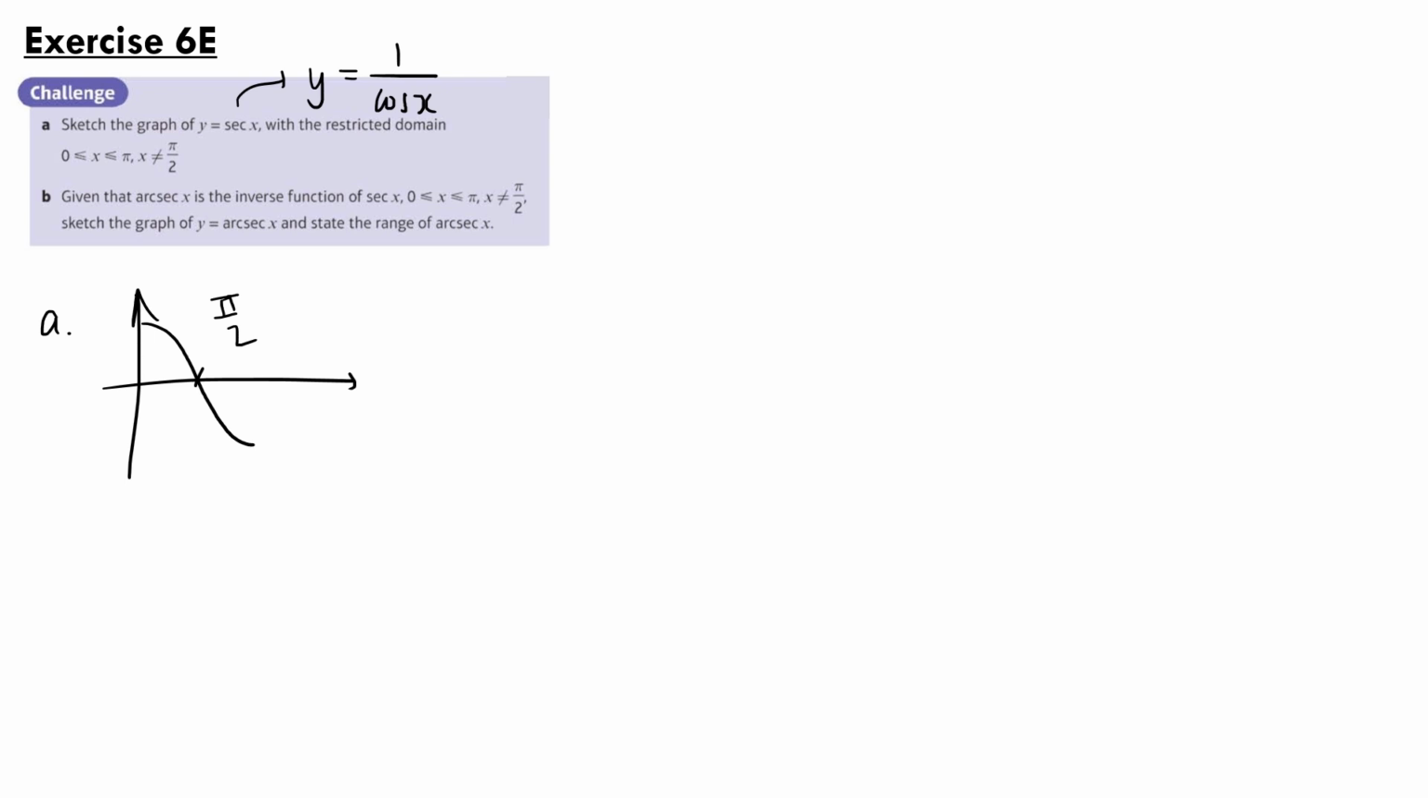So if we now try and think about what the graph of y equals sec x, or 1 over cos x, looks like in this domain, then it suddenly makes sense why x can't be equal to pi over 2, because at that point we have cos of pi over 2 being equal to 0, and we can't divide by 0.